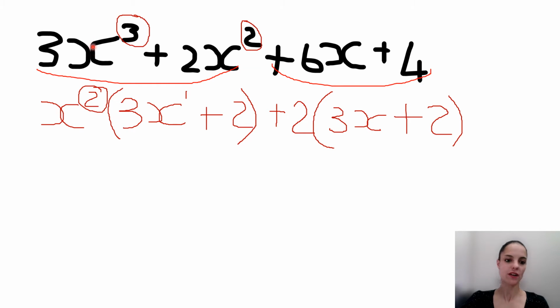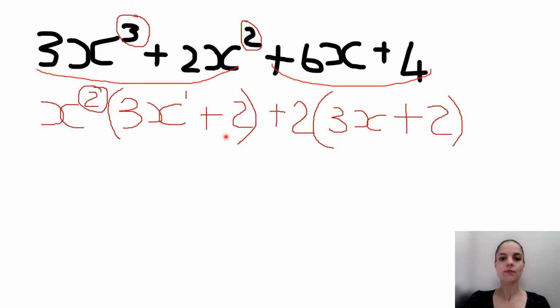So maybe you should have taken the 3x squared and the 6x and grouped that together, and then the 2x squared and the 4. That is just an example. So not always will they be in the correct order to take out the common factor. But for now, we will just do sums where they are in the correct order, just to show you how grouping works.